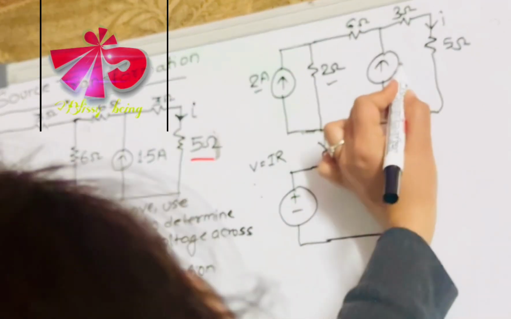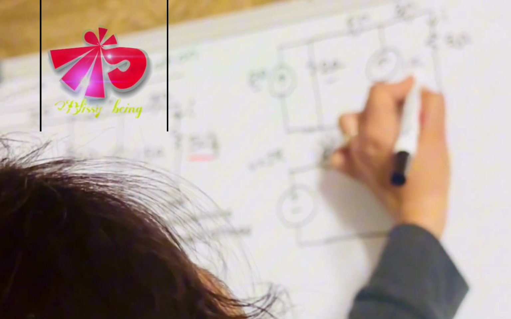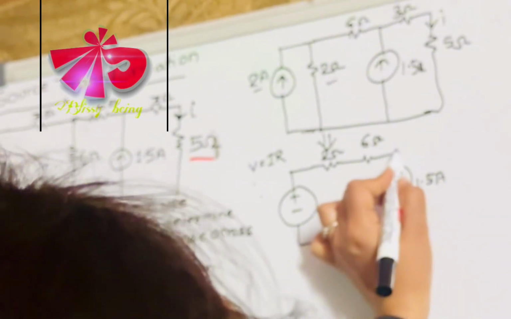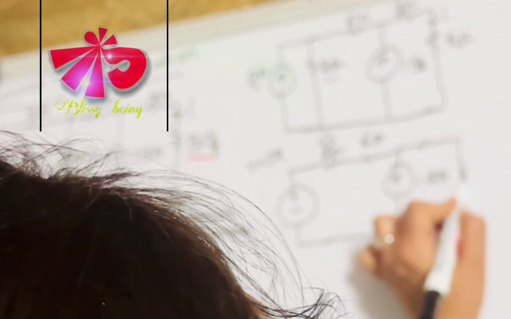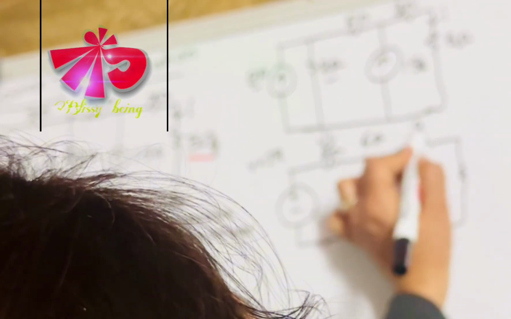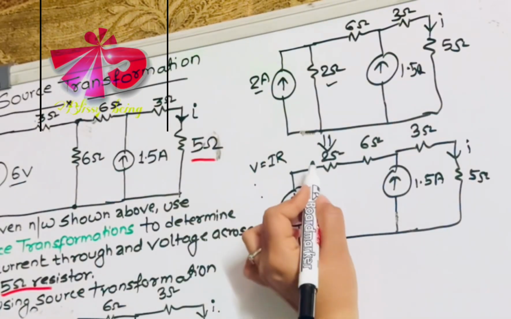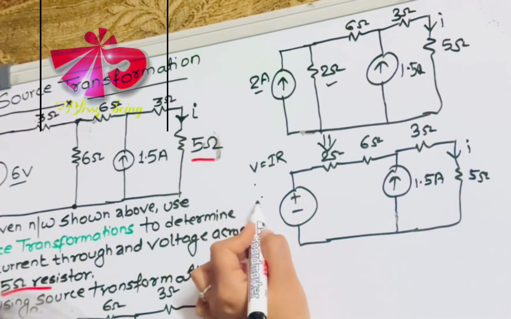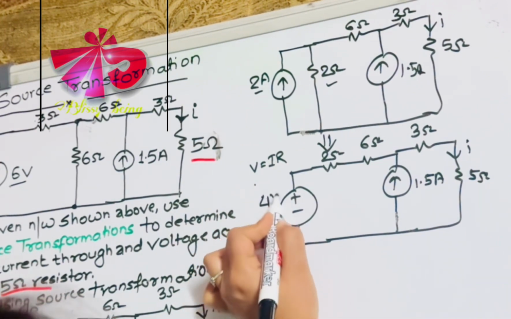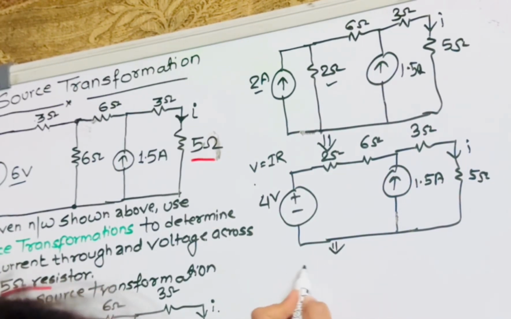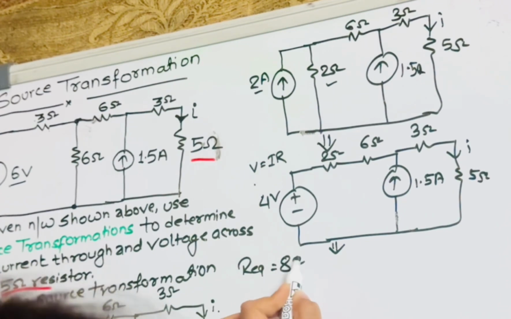Okay, it's of 1.5 ampere, again 1.5 ampere, and then 3 and 5. 3 ohm, 5 ohm, and this one is I. Okay, once it's done, we can see that it will be 2 into 2, 4 volt. Now you can see that these two are in series. That's why your R equivalent will be 8 ohm, 6 plus 2.